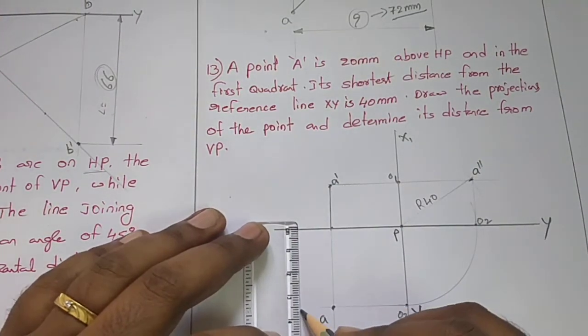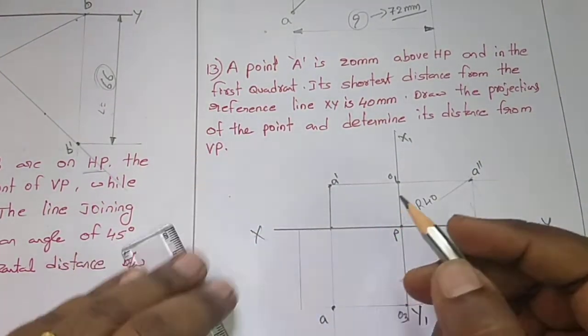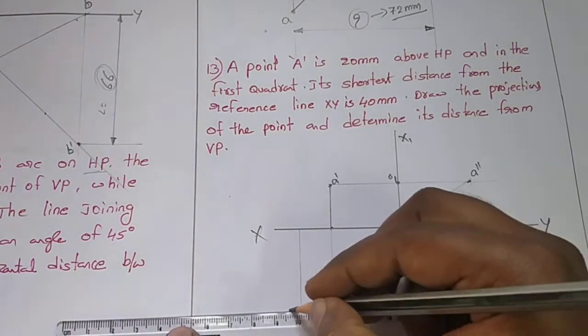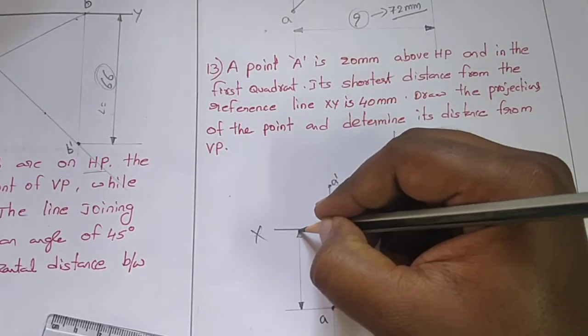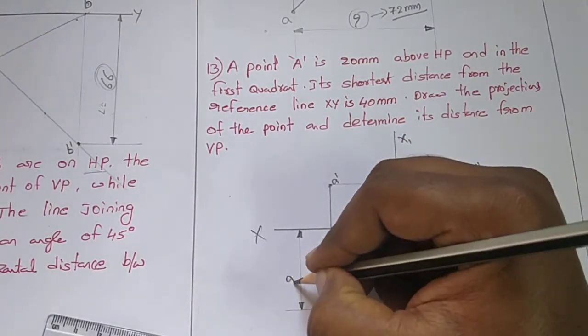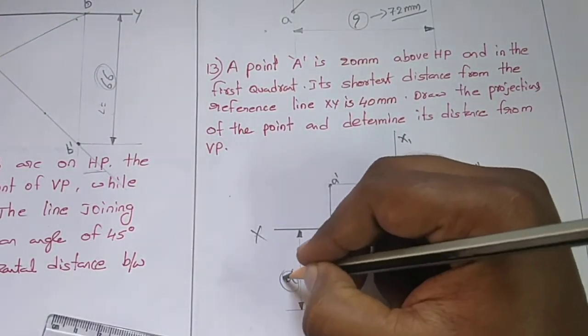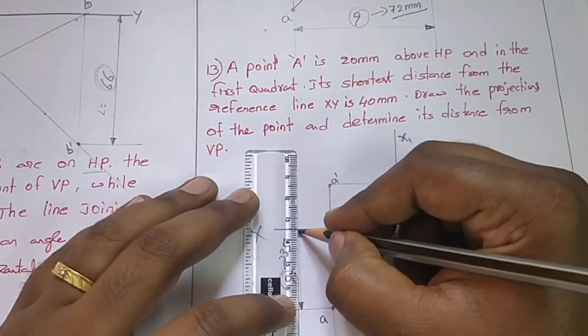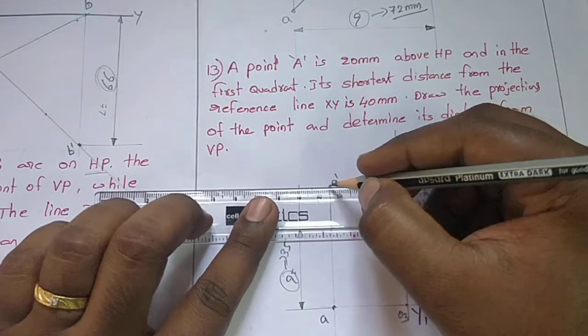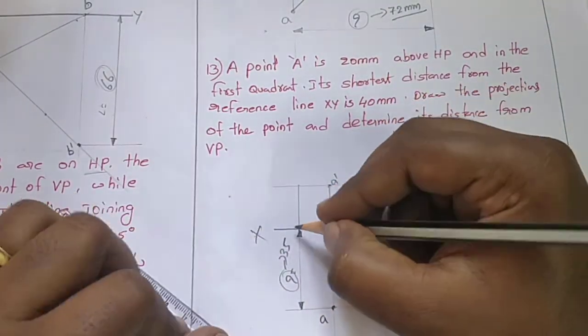Okay, we calculated the in front of VP distance. We need to calculate this distance. I got this value as 35 mm. Here the point A is 20 mm above HP. We need to give the dimensions.